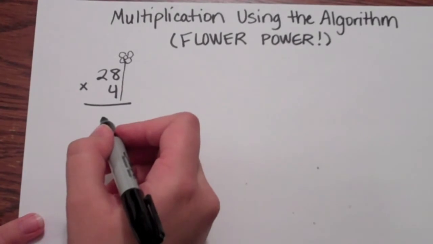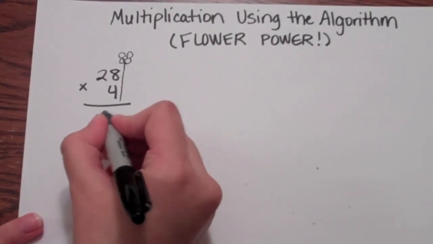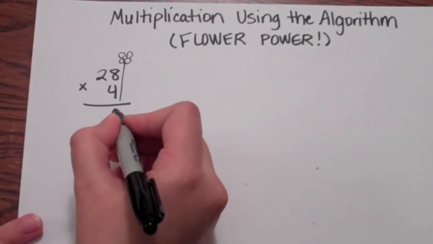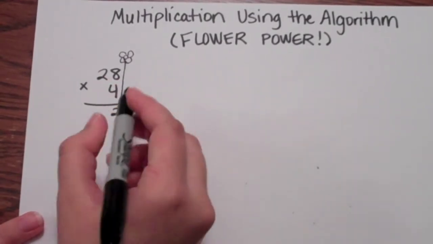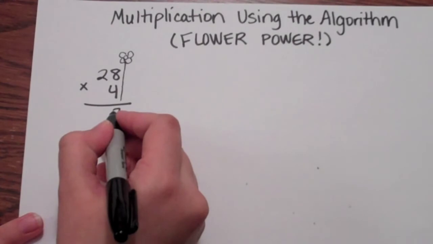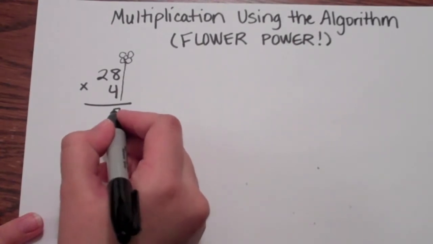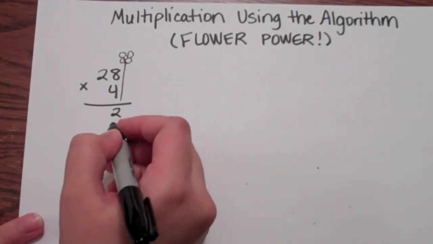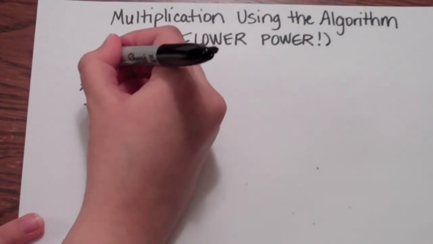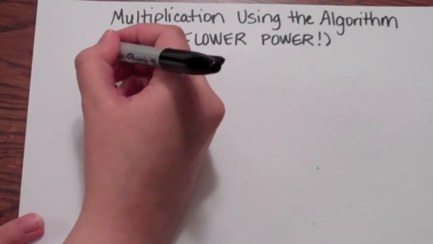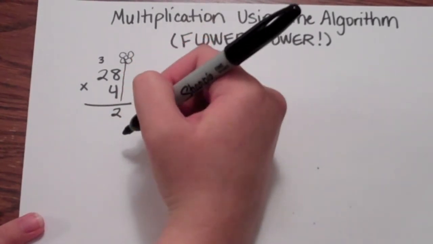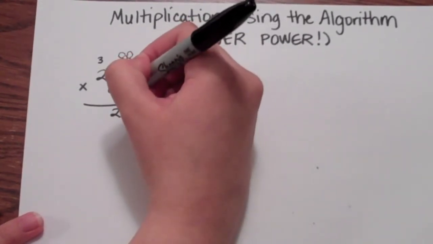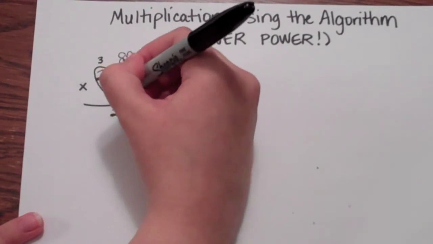Now, we know from addition, I can't squeeze 32 into the ones place here. The ones that I have are 2. There are 2 ones in 32. What do I do with my other 3 tens? Well, just like in addition, I'm going to carry them above in my tens place so I remember to add them on later.